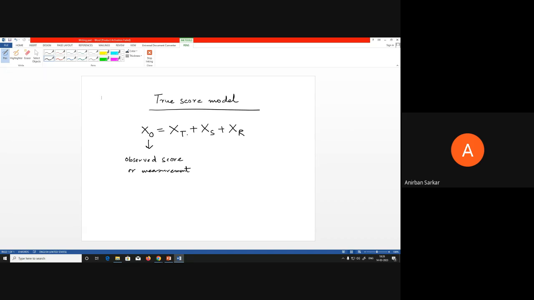What does Xt mean? It is the true score of the characteristic which is being measured. What is Xs? This is systematic error. What is Xr? Random error.